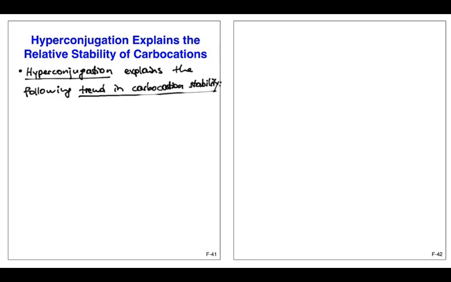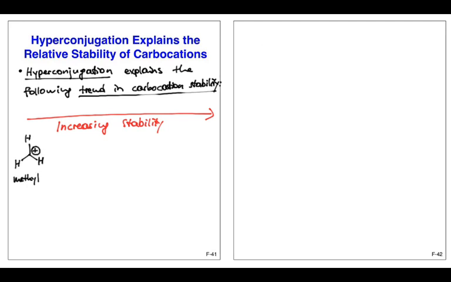Essentially what we'll see is the more alkyl substituents we have on a carbocation, the more stable the carbocation becomes. So here we'll be drawing a couple of carbocations, and the stability is increasing towards the right. So the least stable carbocation is a methyl carbocation. This has no alkyl substituents which can really align with the empty p orbital. That's the least stable. The next stable will be a primary carbocation, which has one alkyl substituent.